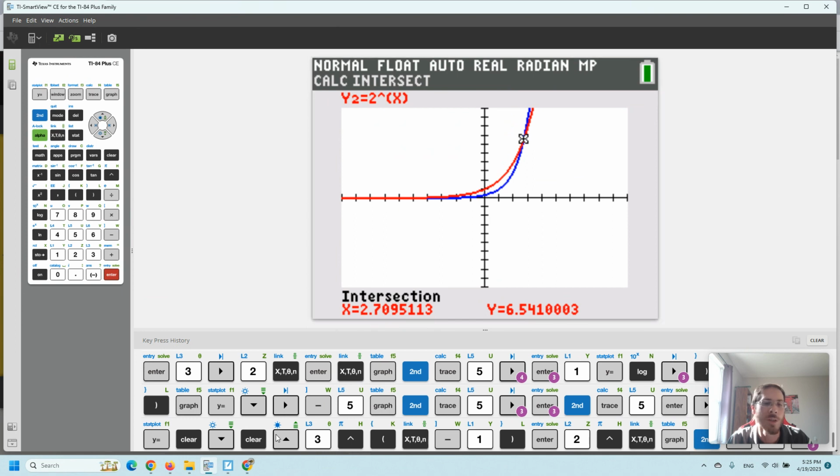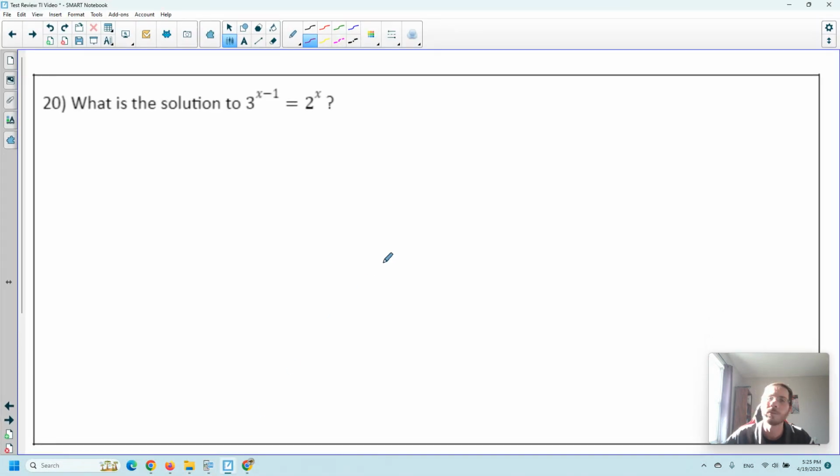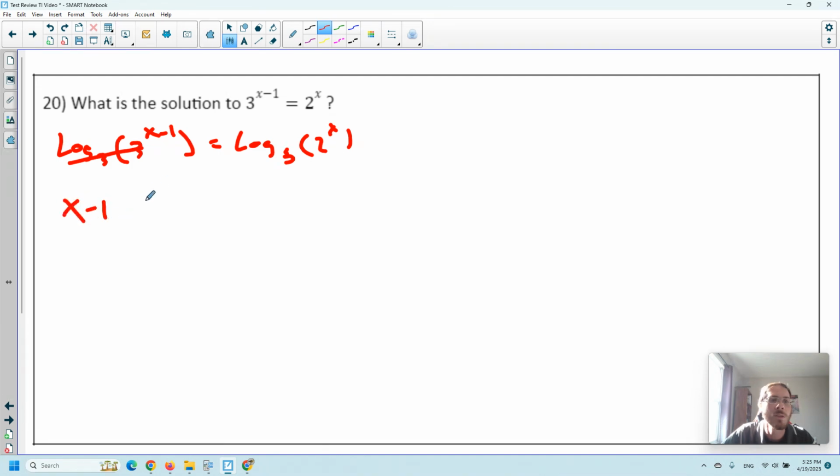We're trying to get something that's close to this if we do approximate it. So let's give it a go. In this case, the goal is to try and get this x minus 1 to just be by itself. So we have to get rid of this 3. So we're going to do log base 3 of both sides. So log base 3, 3 to the x minus 1 equals log base 3 of 2 to the x. So log 3 and 3 will cancel, so that's nice. So x minus 1 equals log base 3 of 2 to the x.